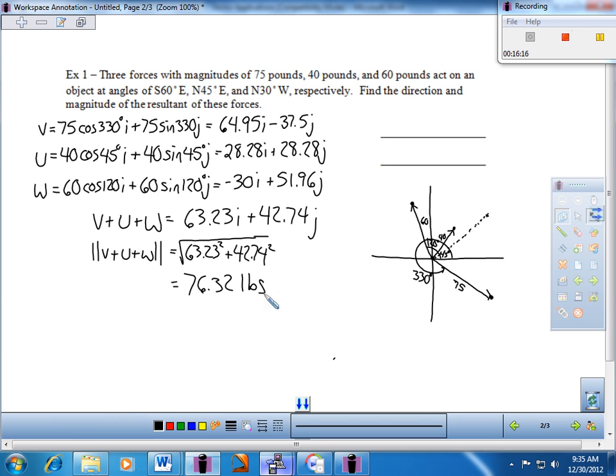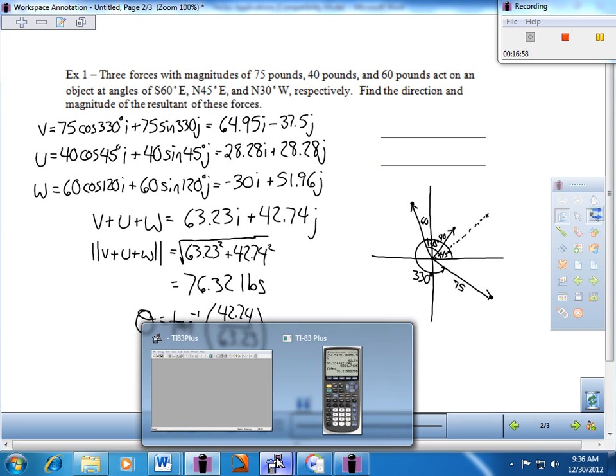This was where we left off yesterday. If I have the horizontal and vertical, they're the two parts of this piece right here. So I have the horizontal here and the vertical here. The ratio that connects those two pieces is definitely tangent. So let's do an inverse tangent on that, and that should give us our angle. So inverse tangent of 42.74 over 63.23. Okay. Very nice.